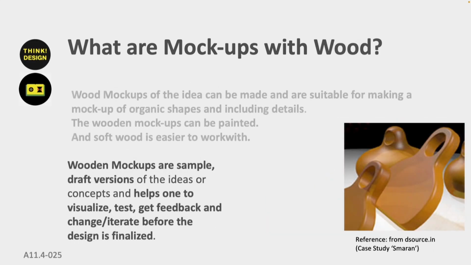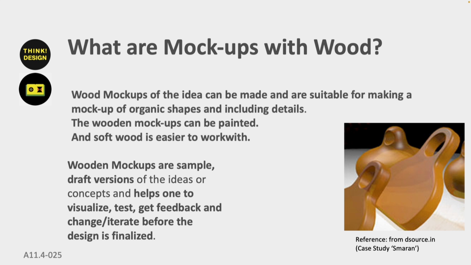Let's look at wood as an alternative. Wood mock-ups of an idea can be made and are suitable again for making organic shapes. Using wood allows you to do details. And you can paint the wood, so it looks like the object that you want. You can make use of softwood, which is easier to work with. And again, they are sample draft versions of it. And again you can show it, get feedback and then iterate on that.